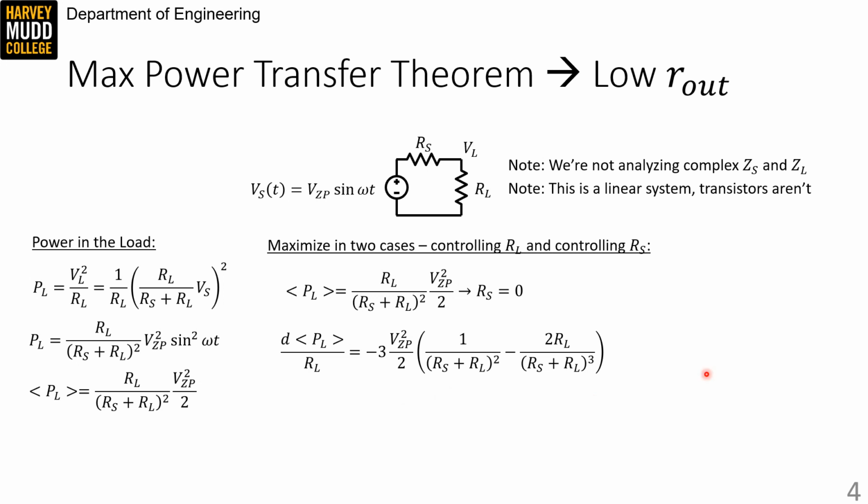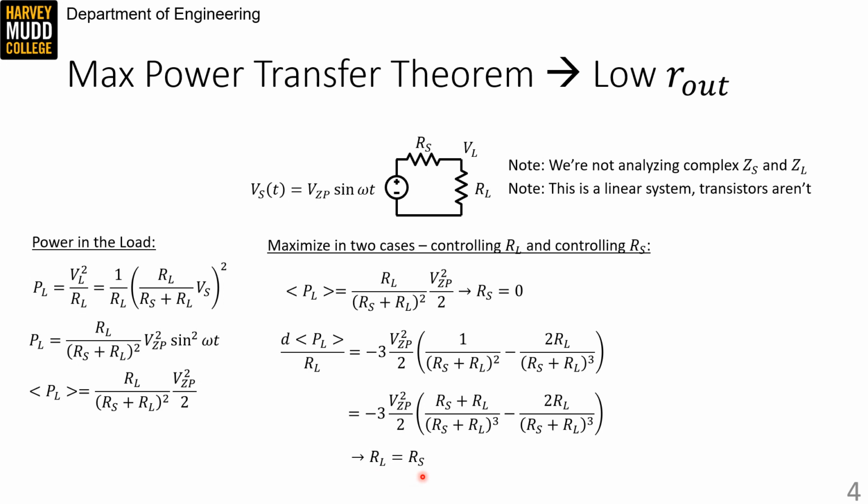We can simplify that expression a bit in order to get everything over the same denominator, this (RS + RL) cubed. And that tells us that we'll get a maximum when these two numerators add to 0. And that algebra is easy enough. This RL cancels with one of those two RL, and we find that we maximize our power transfer when our load resistance is equal to our source resistance.